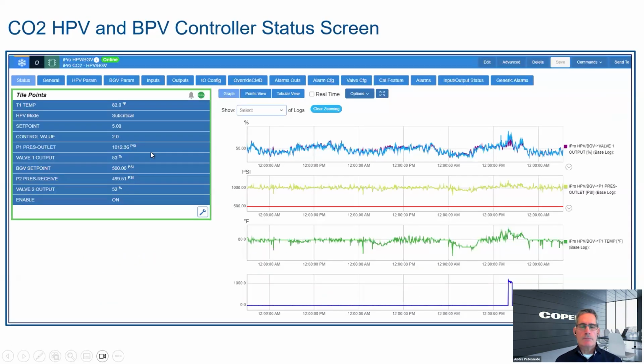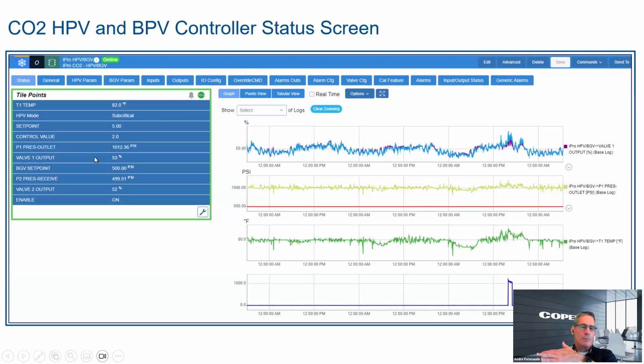Oh, great point. So as I mentioned, if you're integrated into the E3 and you go to the high pressure section, this is the kind of information you can get. What's my T1 temperature sensor at the gas cooler outlet measuring? It's 82 degrees. Oh, I'm in subcritical mode. What's my set point? It's 5 degrees. Oh, I'm measuring 2 degrees right now, but my set point's 5. What's my pressure? It's 1,012 pounds. My percentage valve open: my high pressure valve is at 53%.